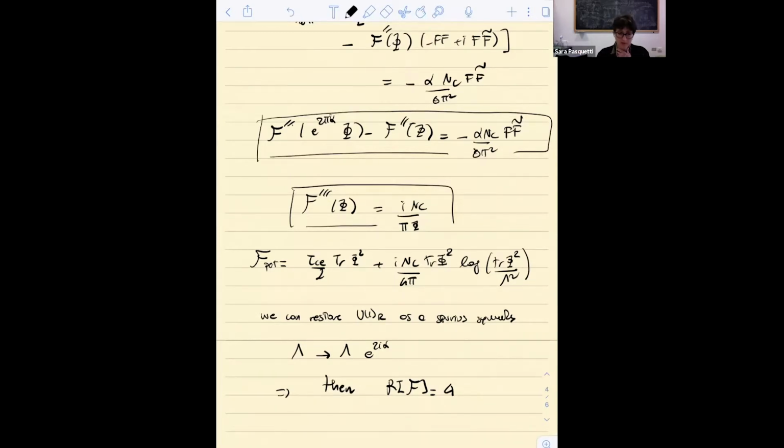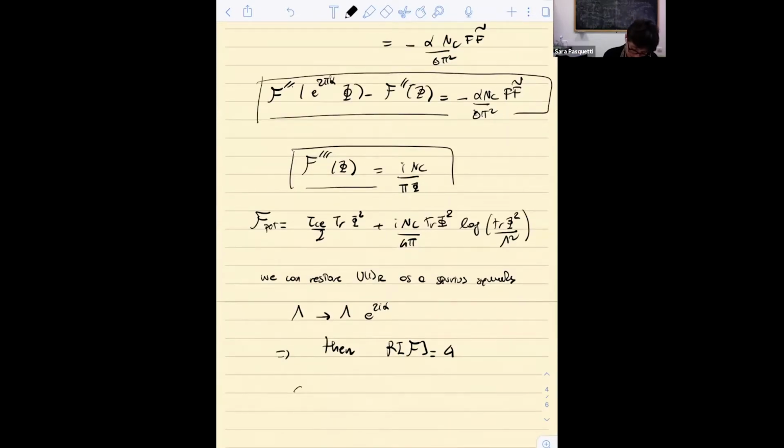Now you can use this spurious symmetry, as we will see in a moment, to constrain also the non-perturbative part.